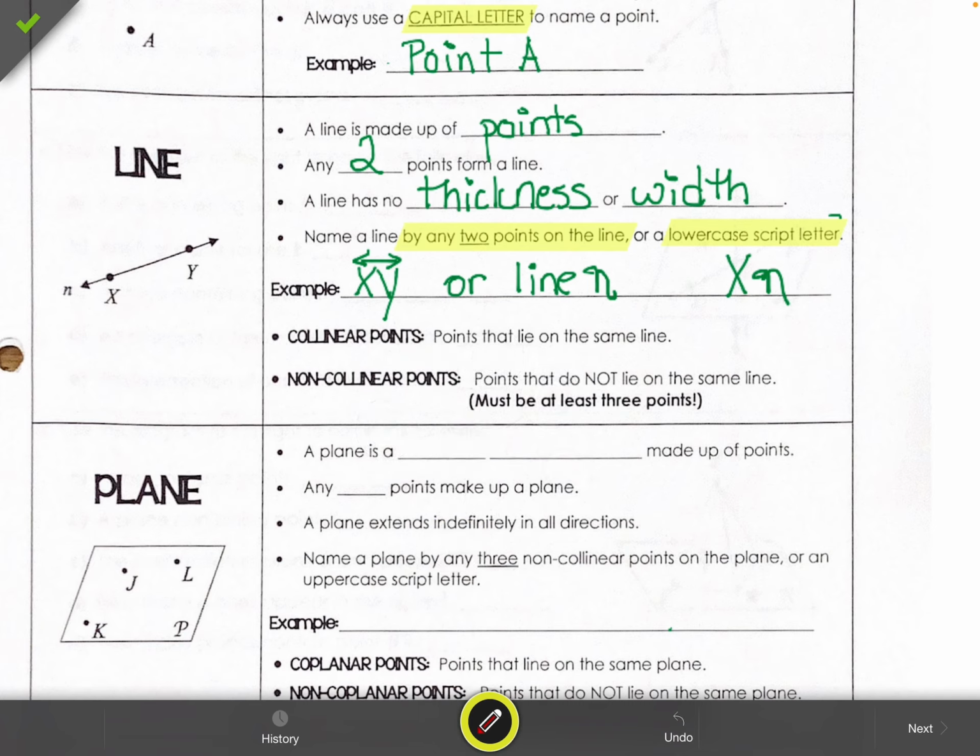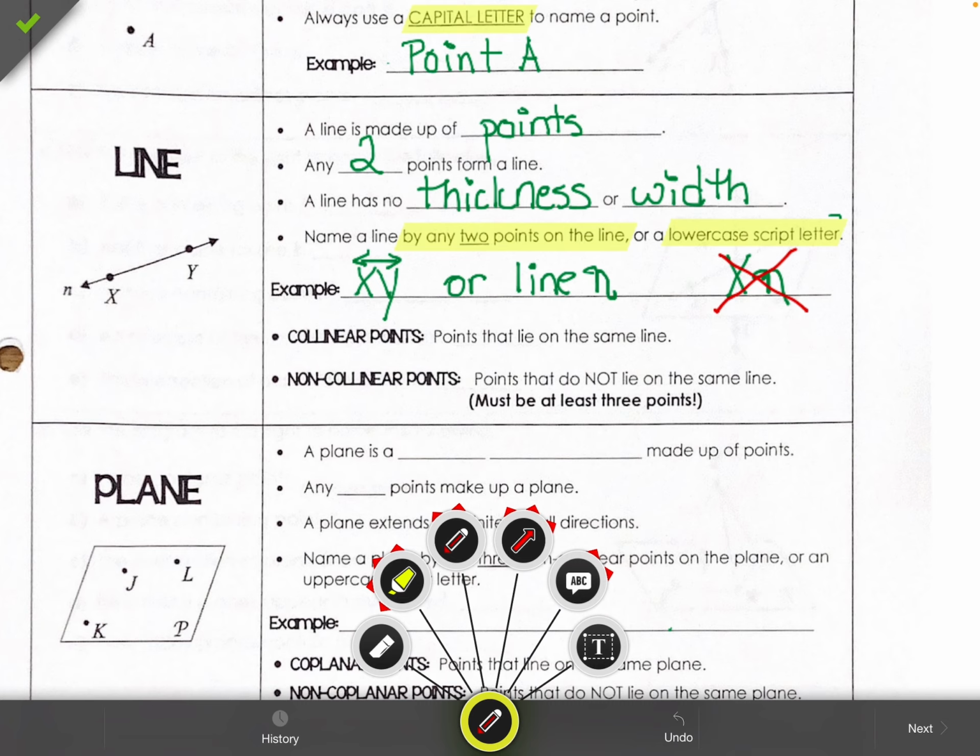It's either 2 points, which would be your capital letters, on the line, or the smaller cursive letter, either end of your line. This is not the name. You could not name it line XN. So again, to name a line, you have to use 2 points on the line, or the smaller cursive letter at one of the ends.